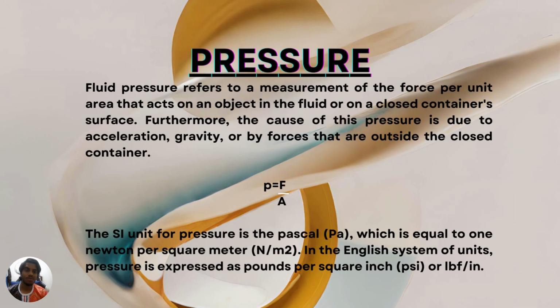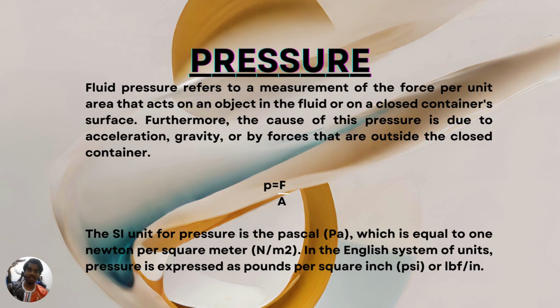So next we can move on to the next fluid feature, which is pressure. Fluid pressure refers to a measurement of the force per unit area that acts on an object in the fluid or on a closed container surface. Furthermore, the cause of this pressure is due to acceleration, gravity, or forces that are outside the closed container. So the simple formula for pressure is equal to force over area.